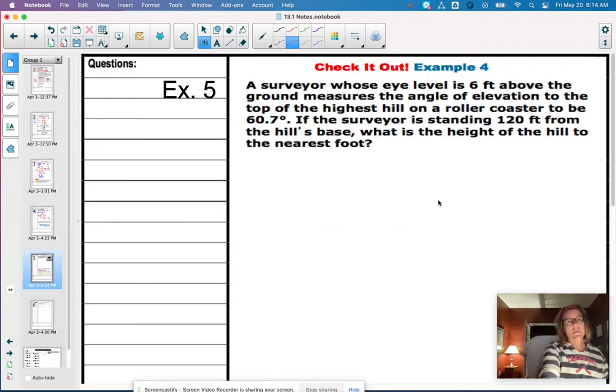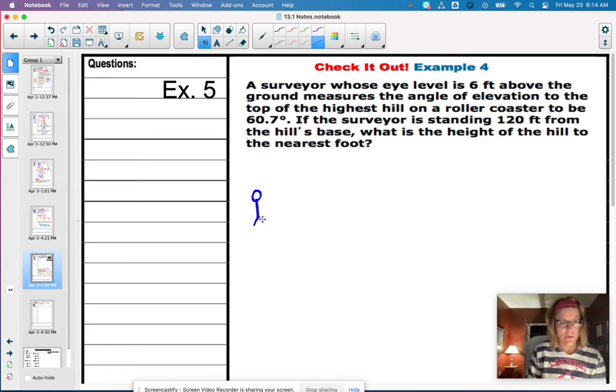So here's an example. A surveyor whose eye level is 6 feet above the ground measures the angle of elevation to the top of the highest hill on a roller coaster to be 60.7 degrees. If the surveyor is standing 120 feet from the hill's base, what is the height of the hill to the nearest foot? So bear with me with my drawing.